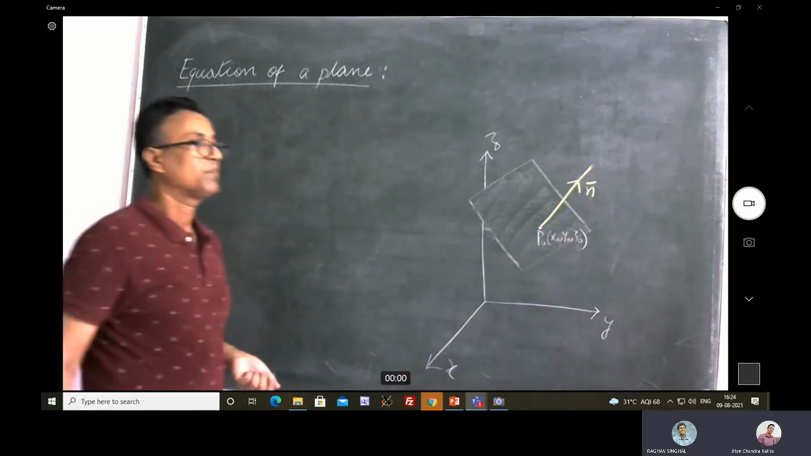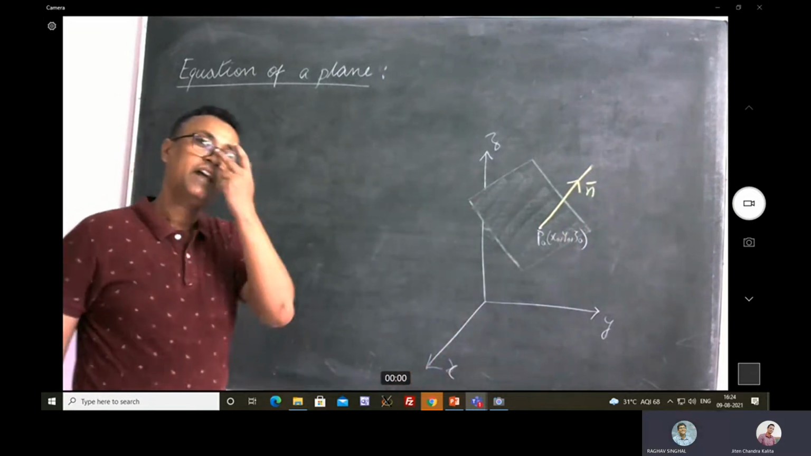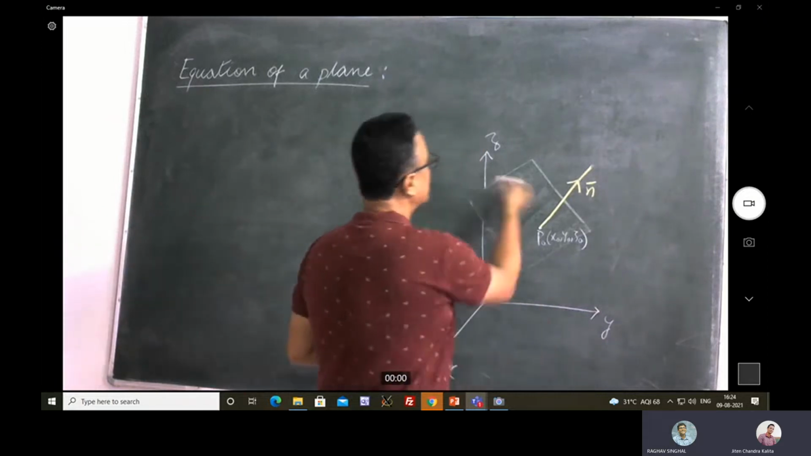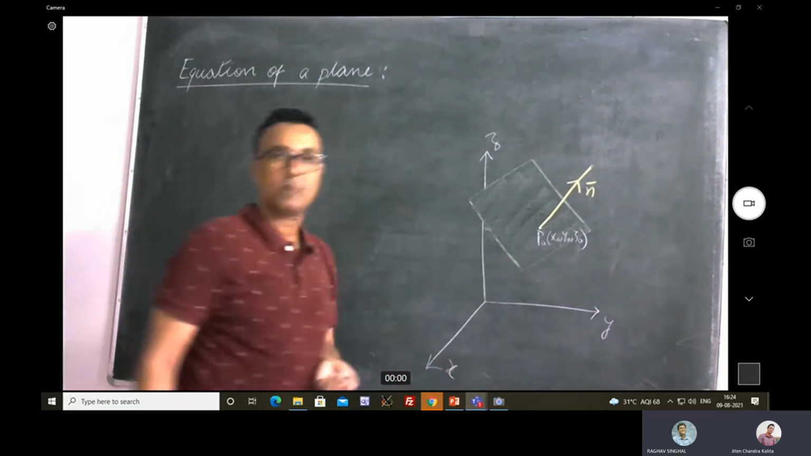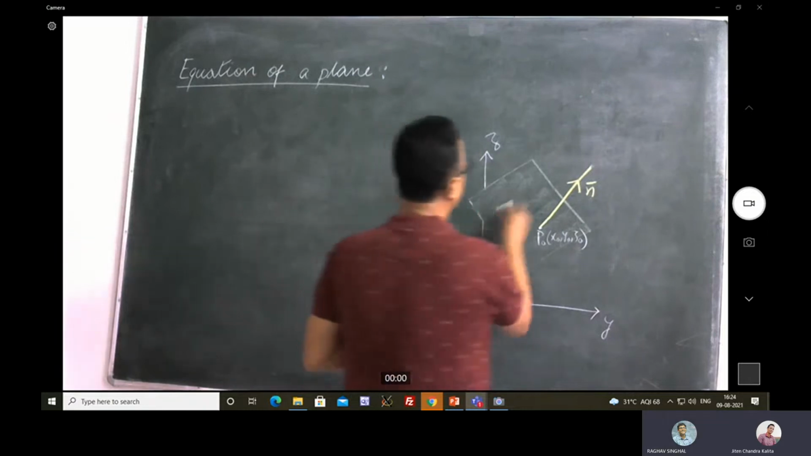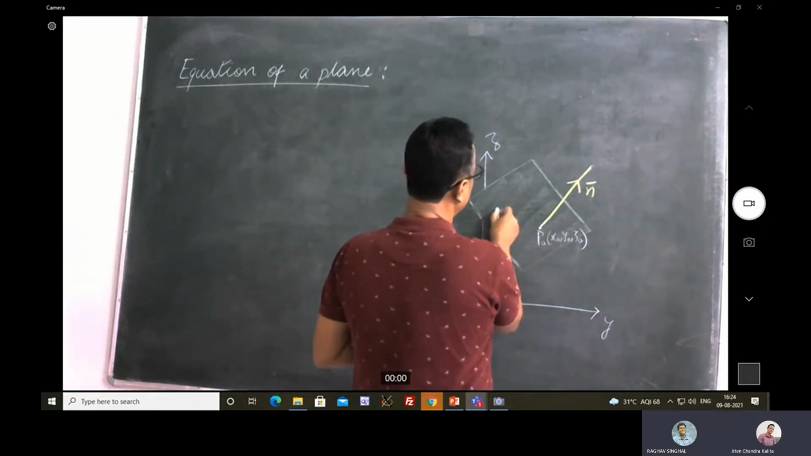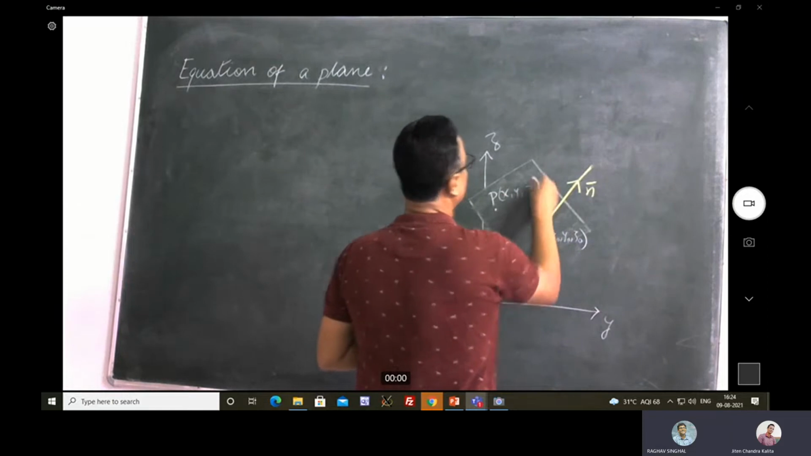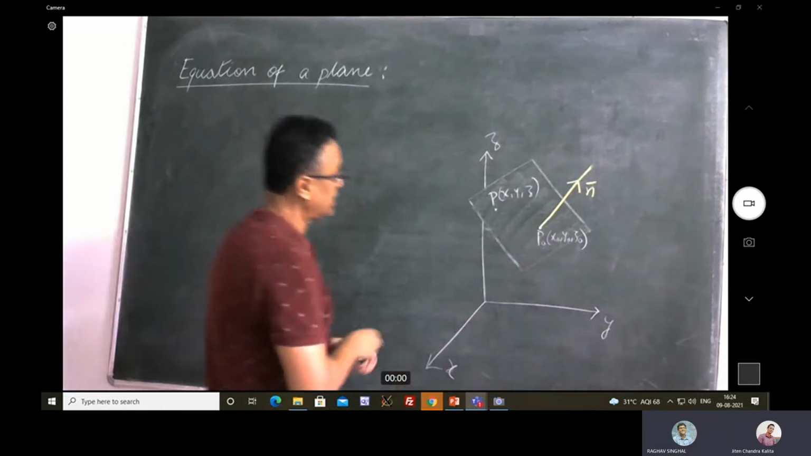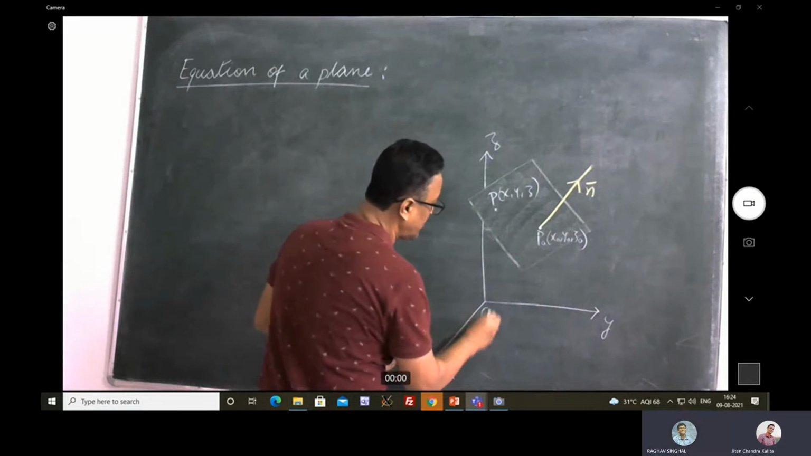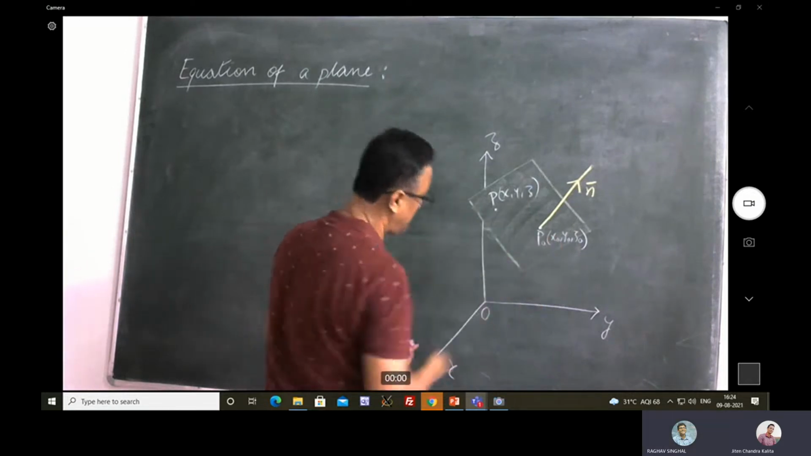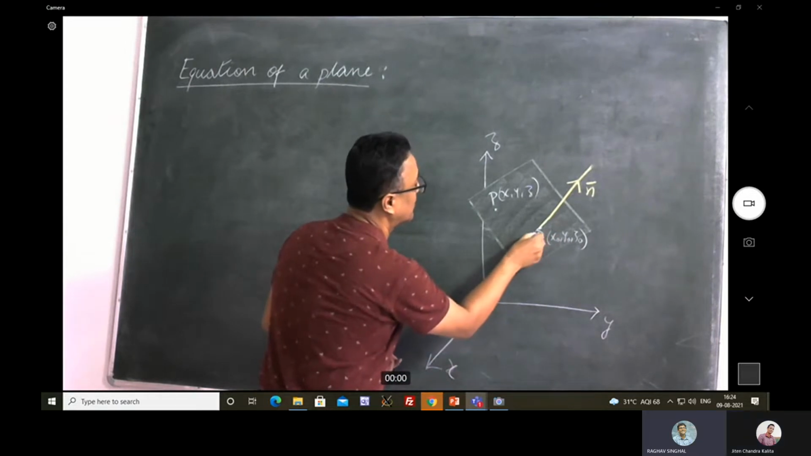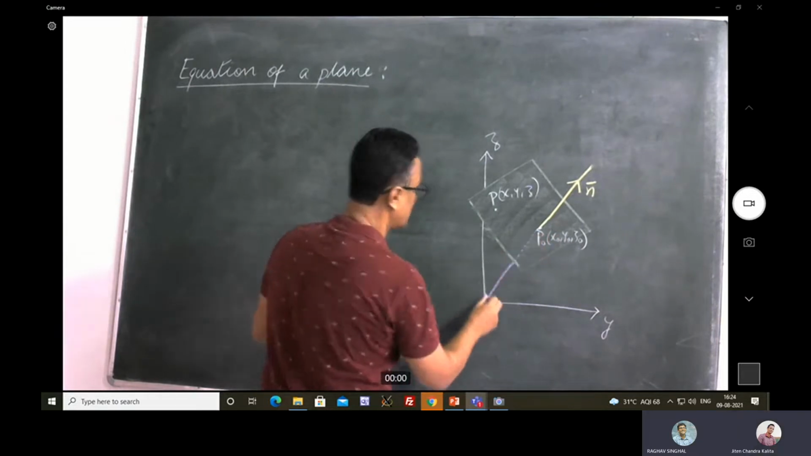Suppose this is the normal to the plane, which I am going to designate as n bar. As before, I am going to take a variable point that lies on that plane. Suppose that variable point is P. Excellent. And then as before, we are going to join the origin to those 2 points, P naught and P. So this one.